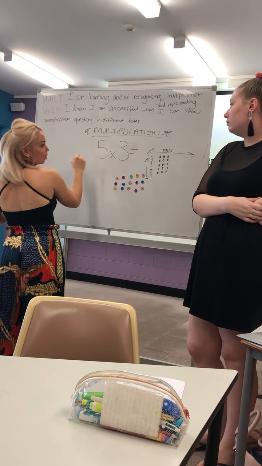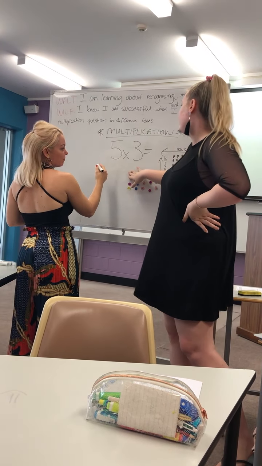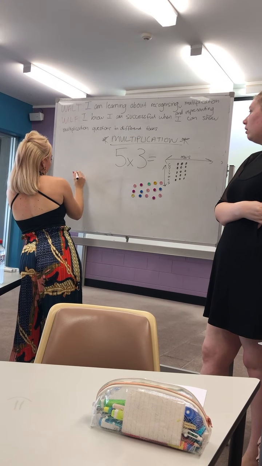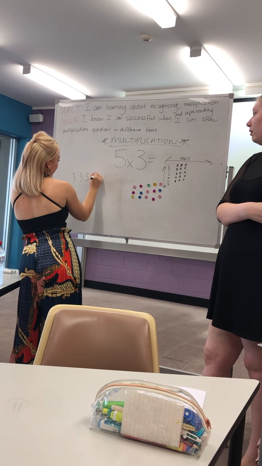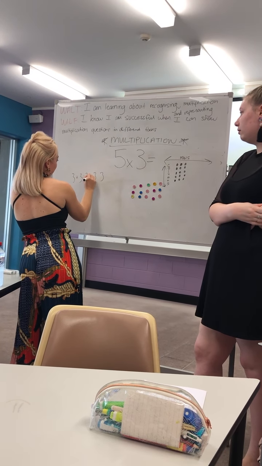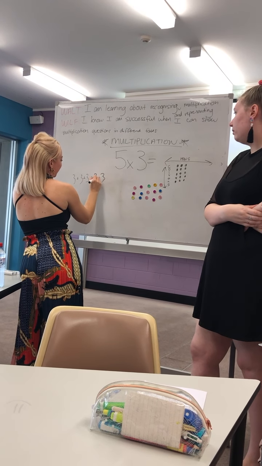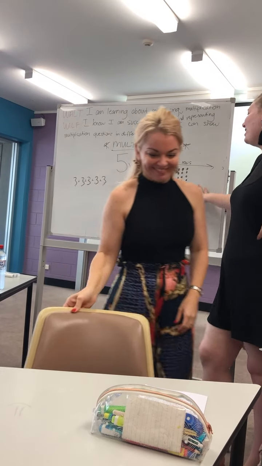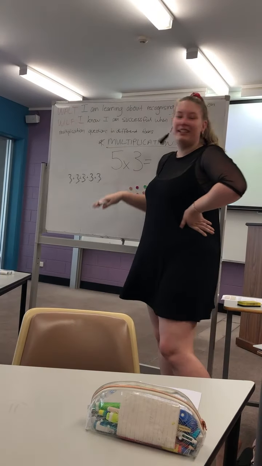So can I just draw circles? So we're going to do our numbers again. So 5 groups of 3. So 3, 3, 3, 3, 3, plus, plus, plus, plus. This pen is weird. It is weird, that pen is odd. Very good. Yes, so that's how we do our repeated addition.